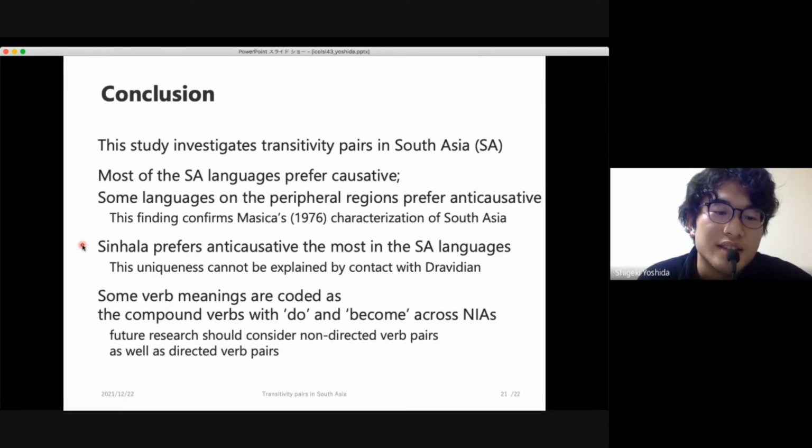I also argued that Sinhala prefers anti-causative the most in the South Asian languages, but this uniqueness cannot be explained by language contact with Tamil or Dravidian languages. And I haven't come up with a good explanation for this preference in Sinhala. In addition, some verb meanings are coded as compound verbs with do and become across New Indo-Aryan languages. The results of this study imply future research should consider non-directed verb pairs as well as directed verb pairs.